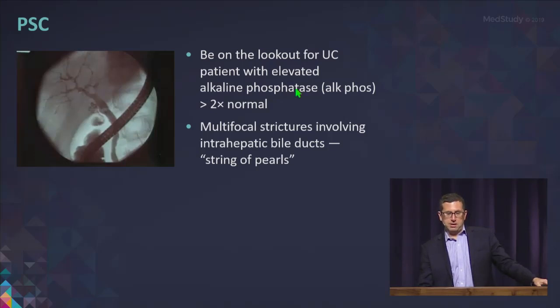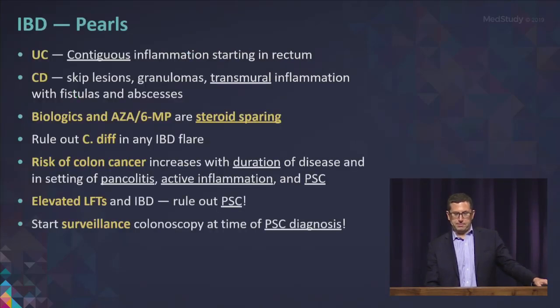So here is an ERCP showing PSC. This is the biliary tree, the common hepatic duct, common bile duct, and here you could see the biliary tree. And you could see here that these biliary branches are narrowed with kind of a bead-like appearance. So these are multifocal strictures that are forming a string of pearls sign. So if you saw this, this would be very classic for PSC.